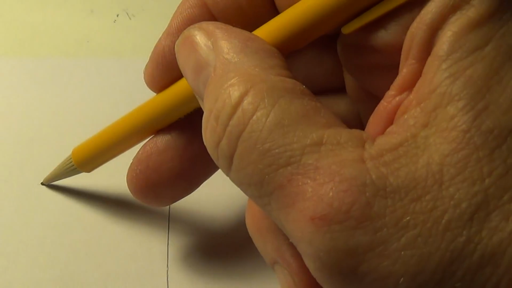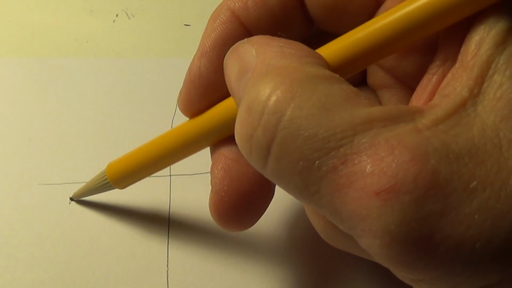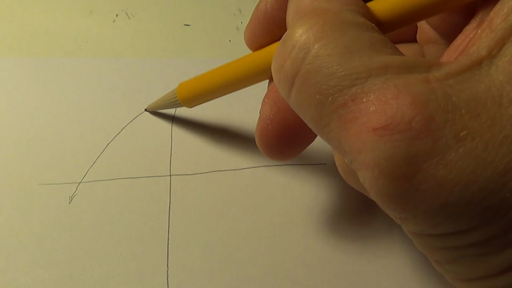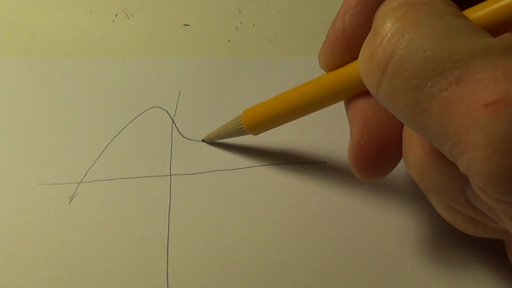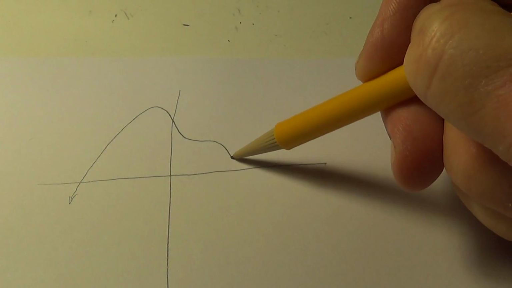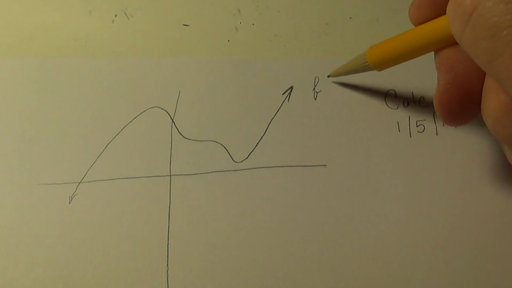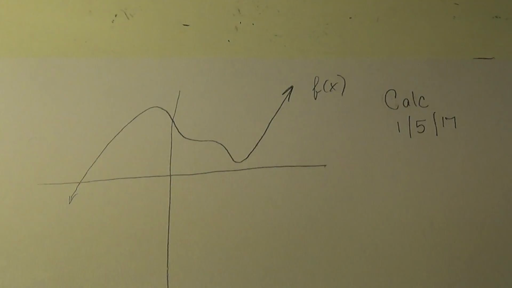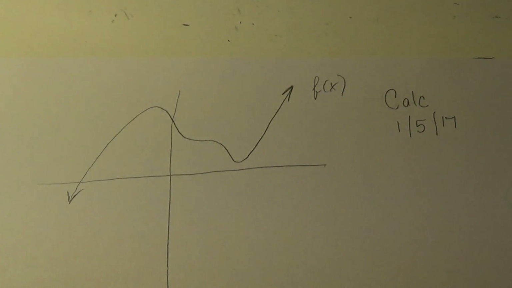Another thing I'd like to review is when we have a graph of a function, f of x, say it comes up here and it peaks, and then it goes down, and maybe it goes like this. Something like that. So say this is f of x. I would like you to graph the derivative of f of x.